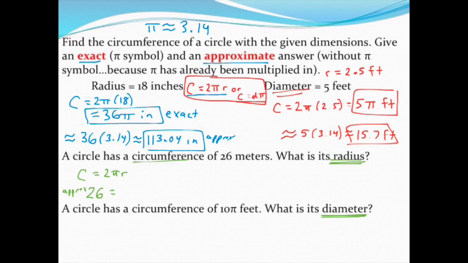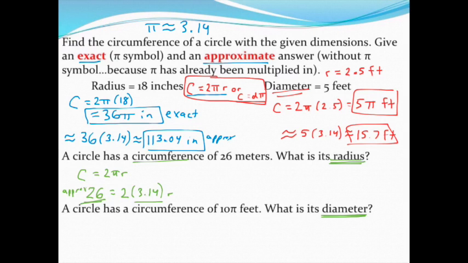Now the reason I want to note that is if I don't have a pi symbol on this side of the equation, I am not going to put a pi symbol on the other side of the equation. I'm going to use 3.14 instead, and then times the radius. So there's the equation I want to solve, and again, because there's no pi symbol in the answer, there's no pi symbol on the other side of the equation.